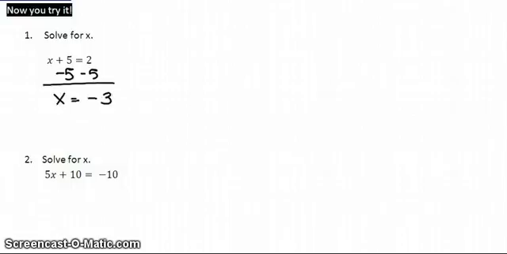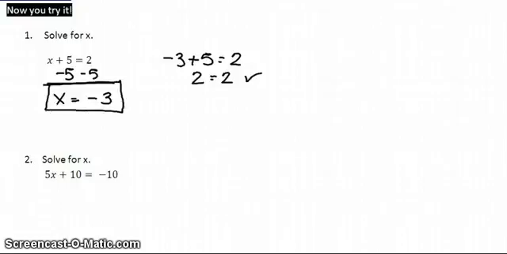Now, we should check our solution by substituting negative 3 in for x, and I'm going to have negative 3 plus 5 equals 2, or 2 equals 2. Our solution checks, and I am going to know right there that when I'm on a test or quiz that I got that answer correct.